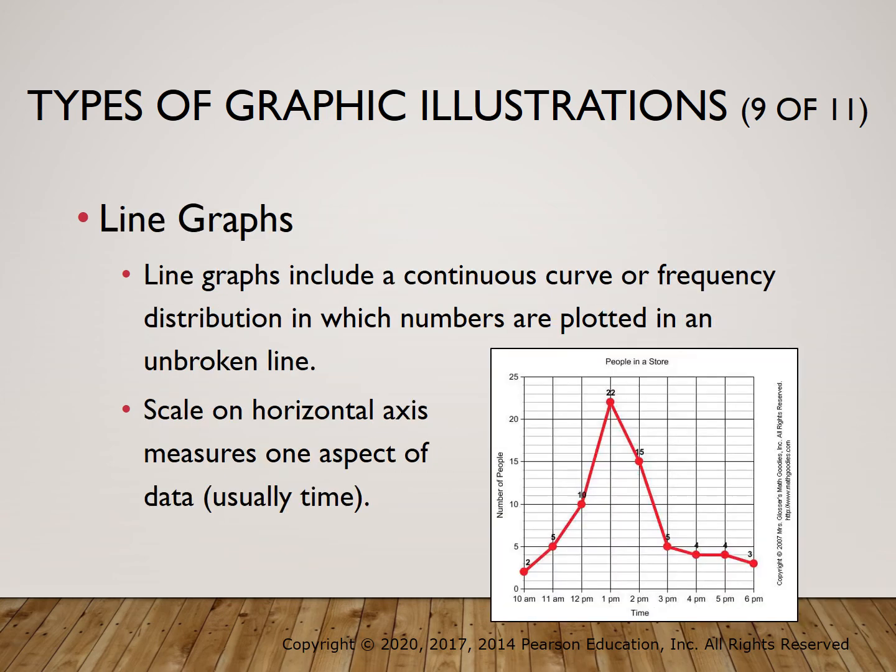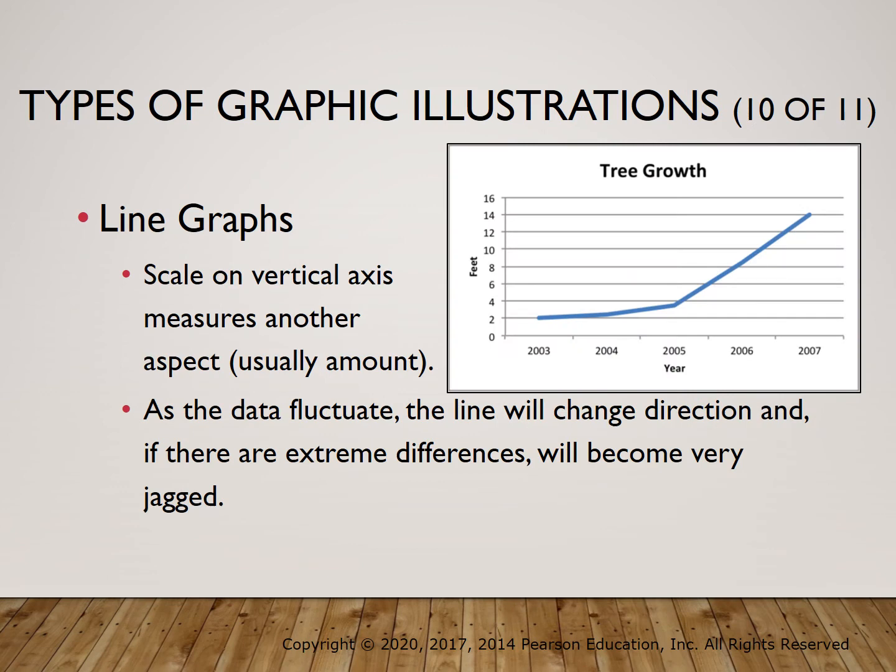Line graphs show change over time. Typically, the x-axis or the horizontal axis measures one aspect of data, and that's usually time. As you go farther to the right, more time has passed. On the vertical axis, that usually shows a different amount, some sort of a measurement, but not time. As the data fluctuates, the line will change direction, and you can see that that change in direction shows change in the amount graphed on the vertical axis, the y-axis.